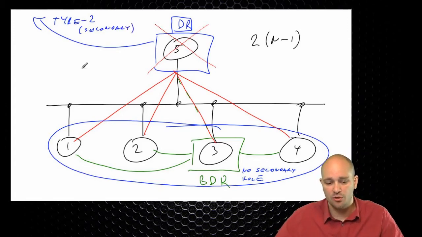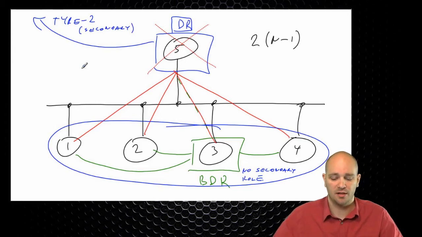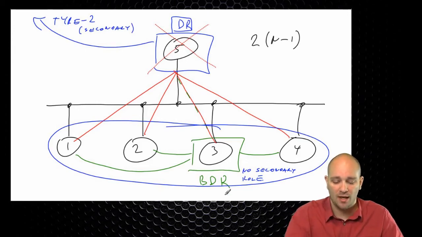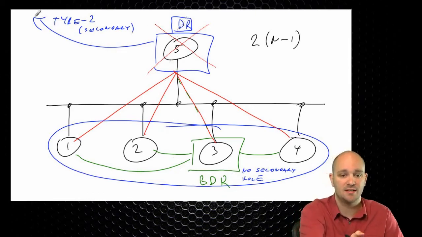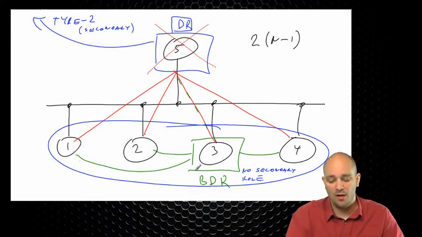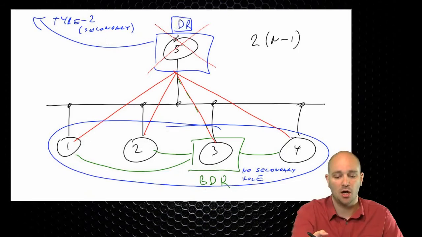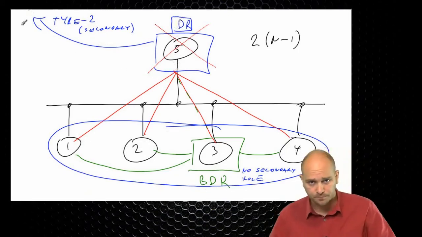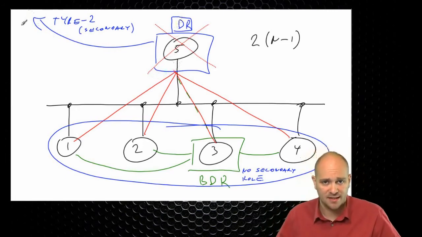Now, if the DR was to unexpectedly disappear from the network, the BDR will actually get promoted to the DR, and then it will be sending this information. And one of the other routers may actually get promoted to become the BDR. Now, when the BDR gets promoted to the DR, it will send this type 2 LSA, and the rest of the network will know that the arrangement still exists.